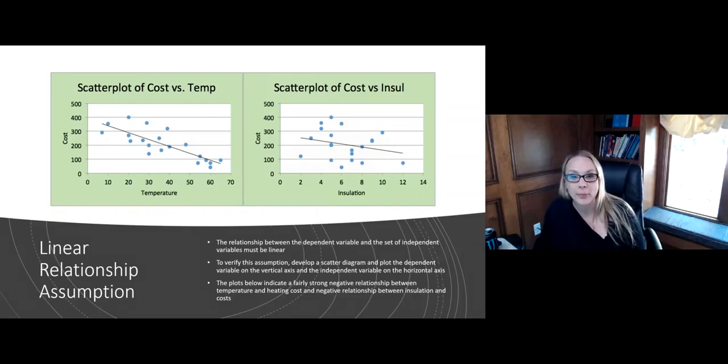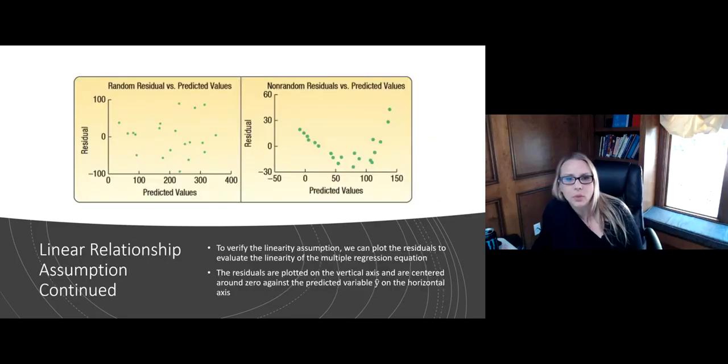These graphs can help us to visualize the relationships and provide some initial information about the direction, whether it's positive or negative, the linearity, and the strength of a relationship. Recall, the relationship between the dependent variable and the set of independent variables needs to be linear.